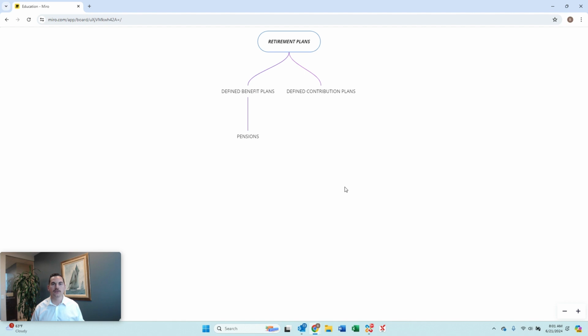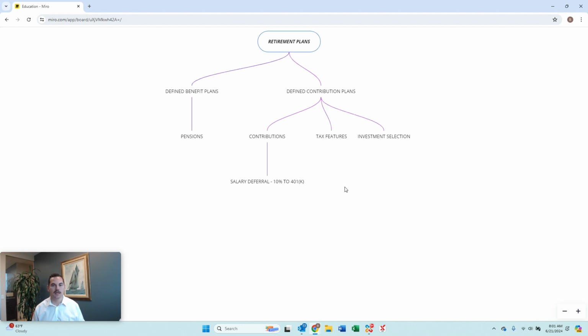And now let's shift to the defined contribution plan and think of your traditional 401k. We'll first talk about the contributions, then we'll go into the tax features, and then finally we'll talk about investment selection and what you should consider there. So let's begin with contributions.